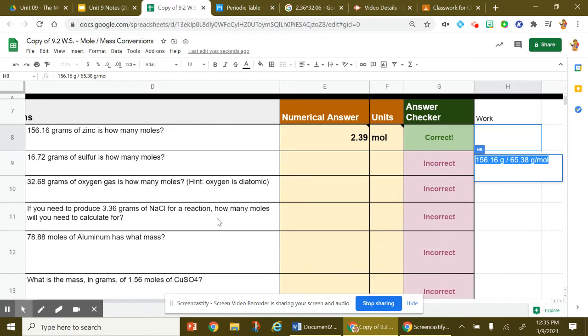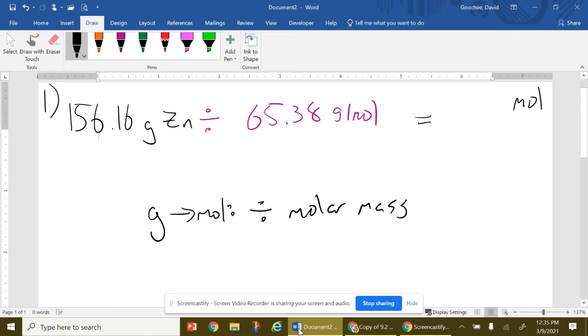Okay? Let's try another one. Let's say you're going from 78.88 moles of aluminum and you want to figure out what mass that is.